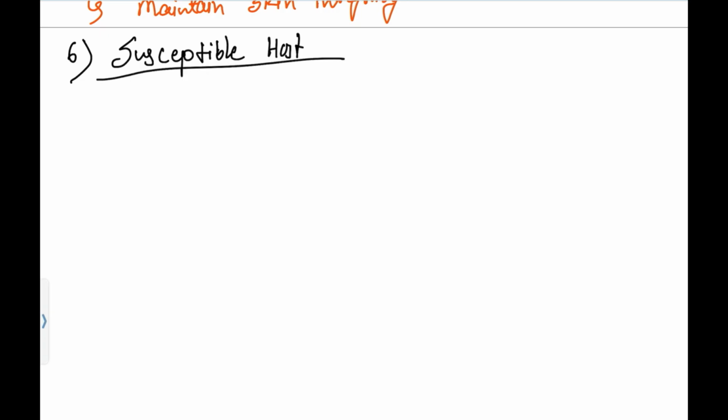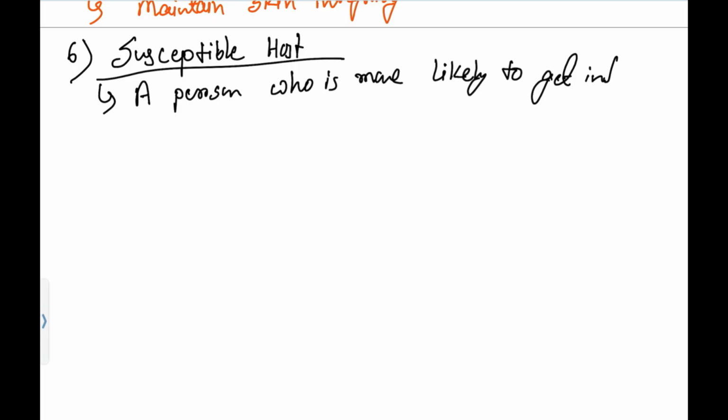Who is a susceptible host? Susceptible host means a person who is more likely to get infected. Now anyone can't be infected if the person is maintaining proper care, maintaining hygiene, taking proper nutrition, immunizations, vaccines, maintaining a healthy lifestyle. If microorganisms enter his body, that doesn't mean he will get infected. No, the person who is more likely to get infected is the susceptible host.